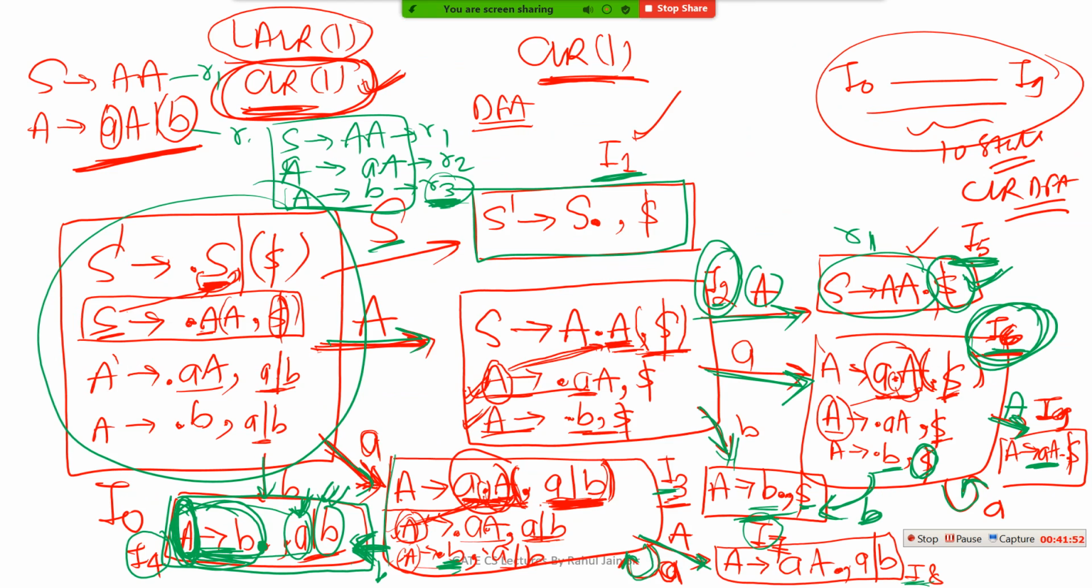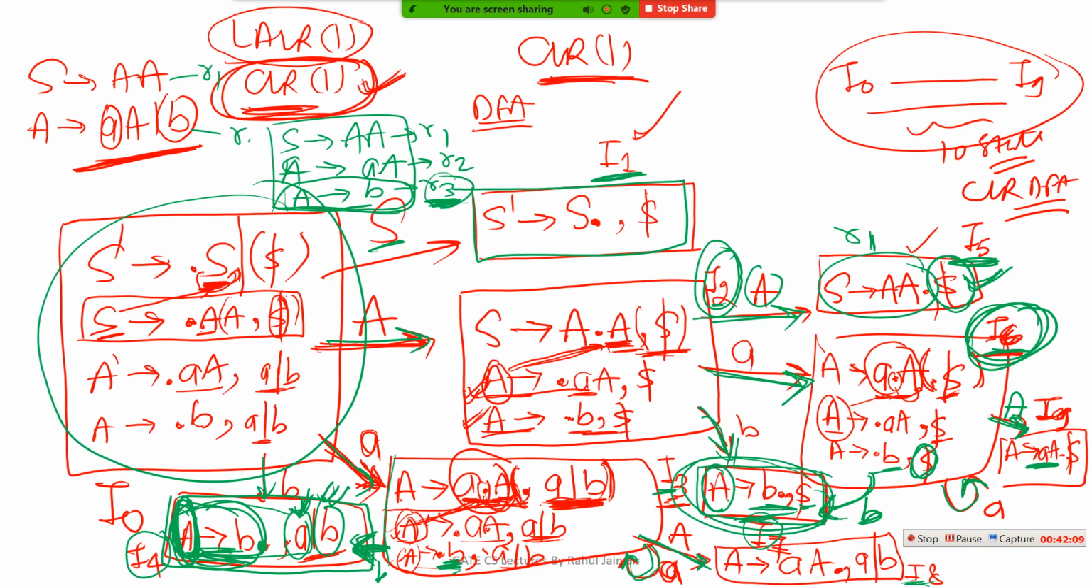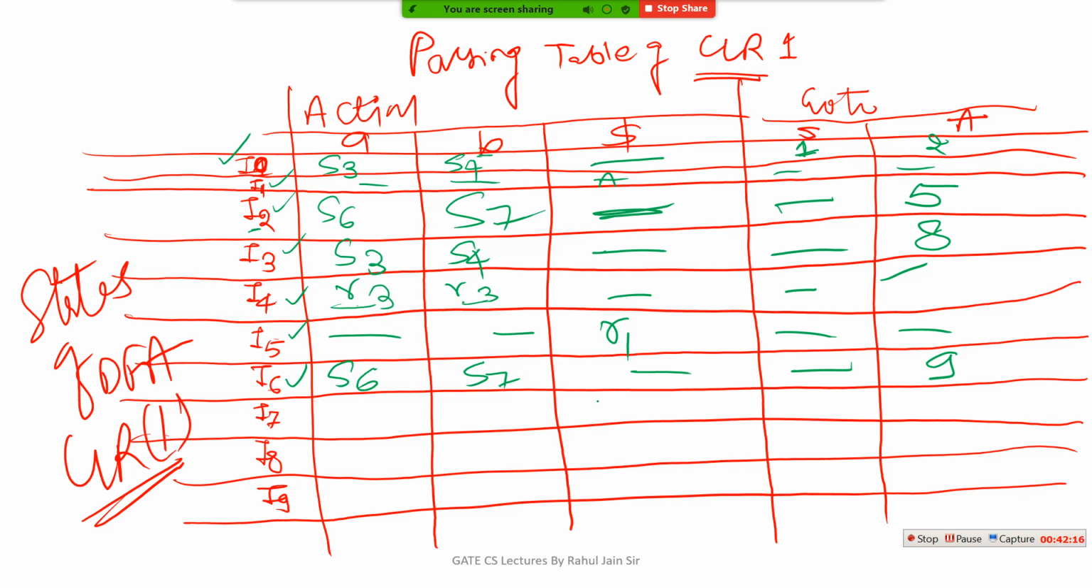Now I am proceeding with I7. I7 is this one. This one is reducing equation number 3. It is reducing itself on dollar, because the look ahead of this a is dollar. So I will reduce I7 on dollar with R3, because it is equation number 3, and all other entries I will leave blank.